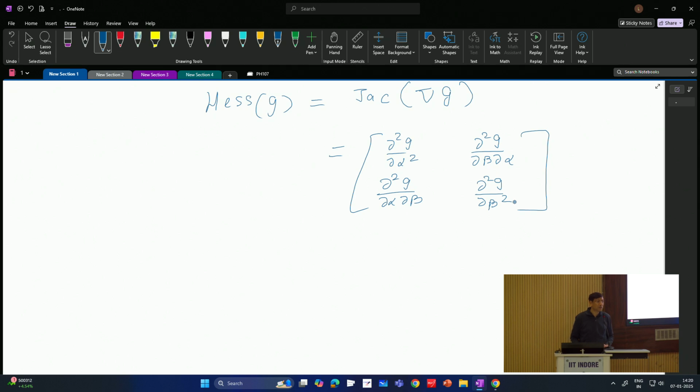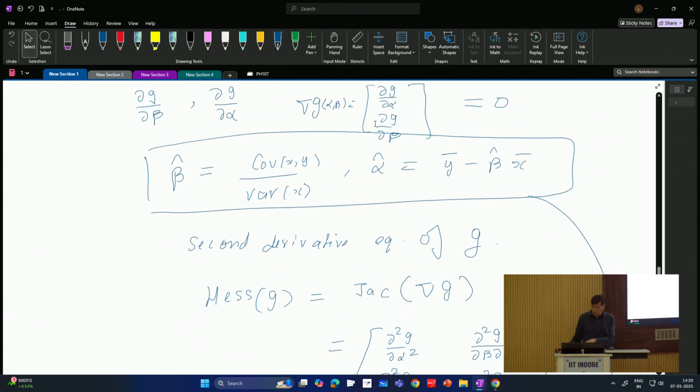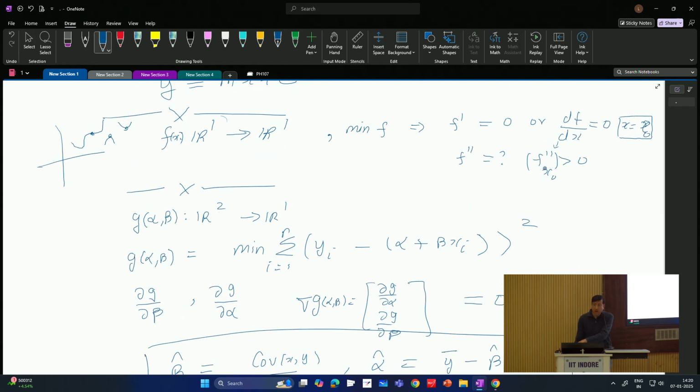Now if this matrix turns out to be positive definite at this point, which is the characterization, like saying that the second derivative of a function of one variable is greater than or equal to 0, then it is a minimizer. Does it make sense?